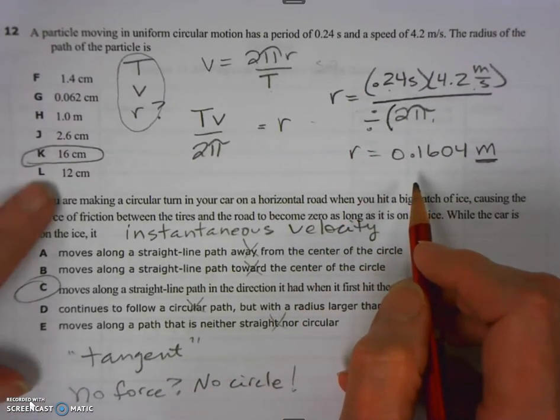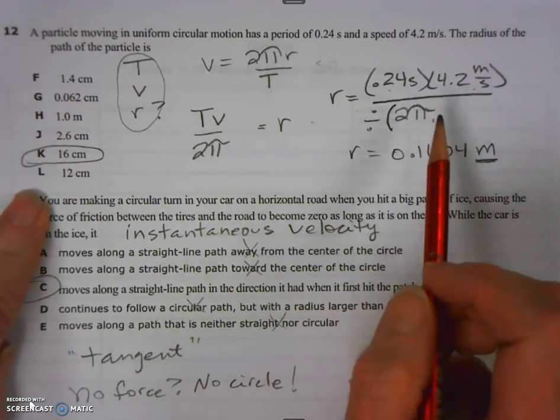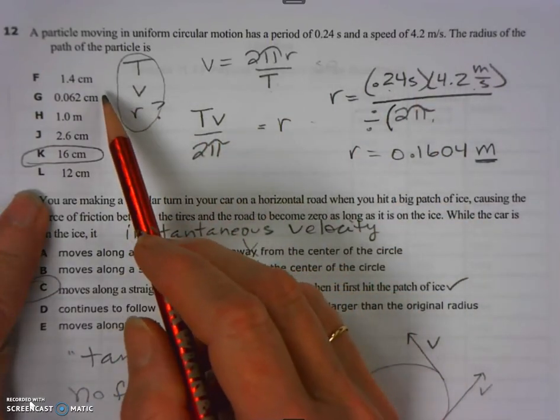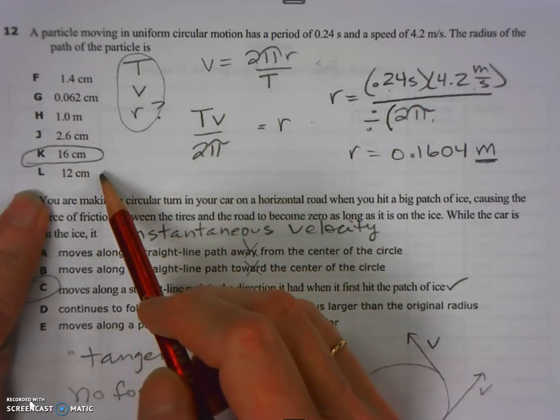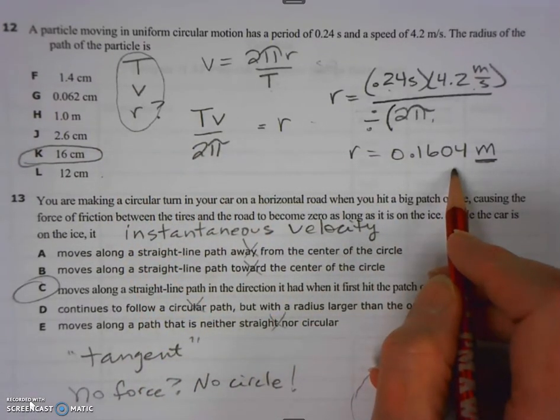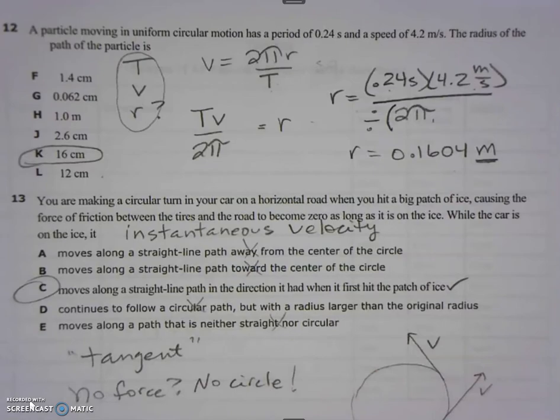And it's not one of those choices. So, hey, did you notice units again? I was given speed in meters per second, but I am given this radius range of choices in centimeters. So 0.16 meters is 16 centimeters, and that's the correct choice.